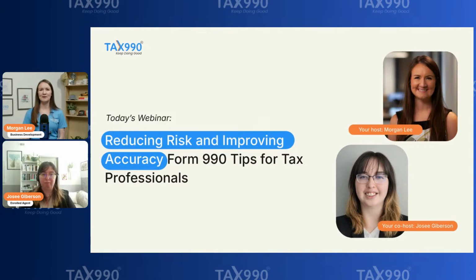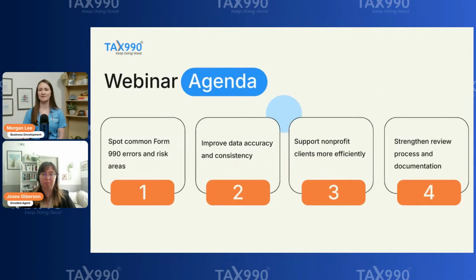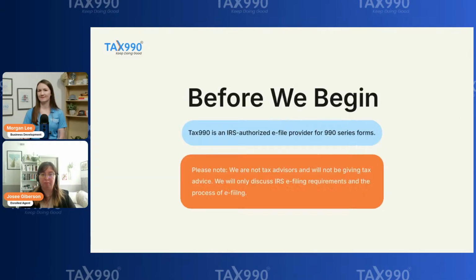During the webinar, you're going to learn how to spot common Form 990 errors in risk areas. You're going to learn how to improve data accuracy and consistency, support nonprofit clients more efficiently, and strengthen the review process and documentation. And before we begin, just a reminder, we'll be discussing IRS e-file requirements and the process of e-filing.